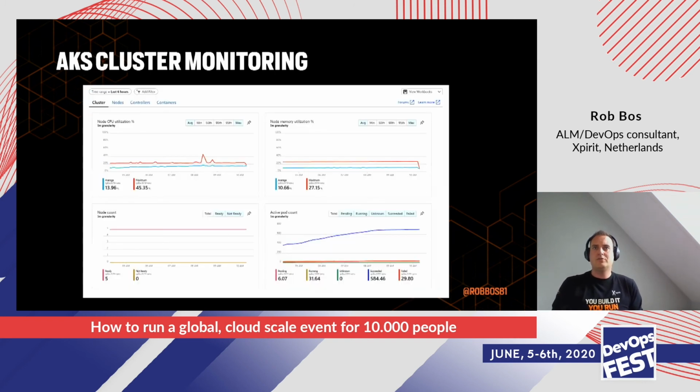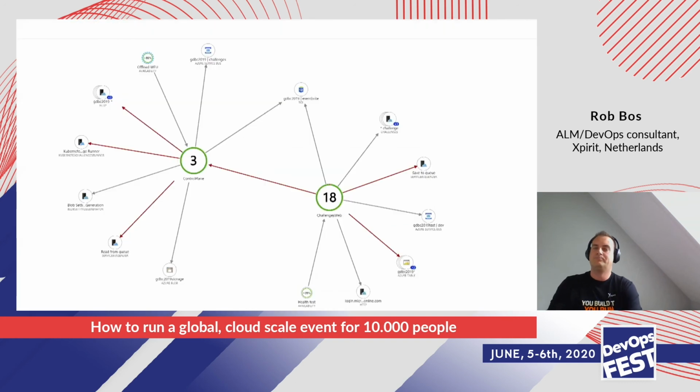For AKS, we just used the normal out-of-the-box available cluster monitoring. We could just see that the active pod count was going up, and no failures were happening. This is a screenshot from the day itself. And we could see that our node utilization on the top left corner was really low, so we were very much over-provisioned, and that was fine for us. This was enough information that we needed to have for the AKS cluster.